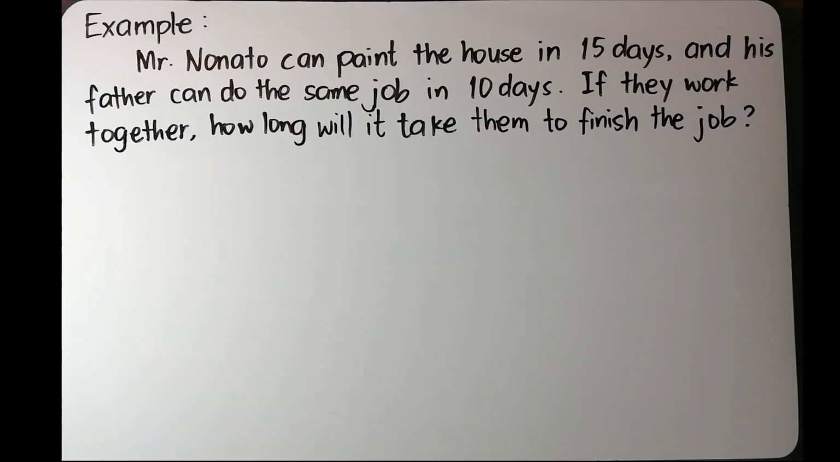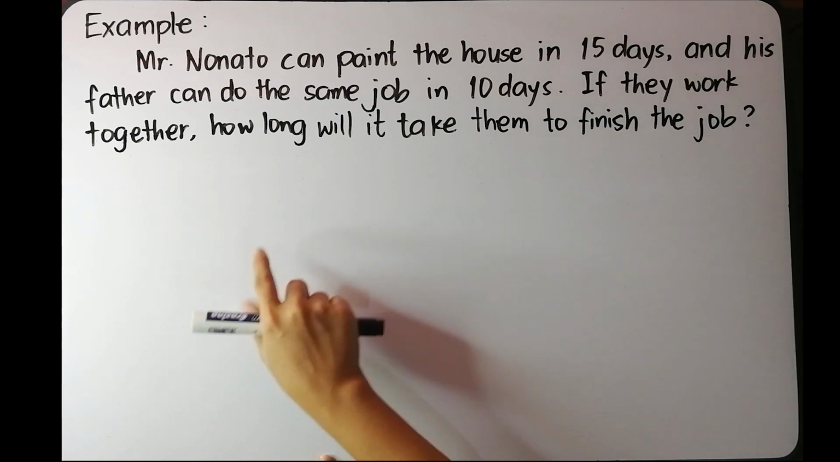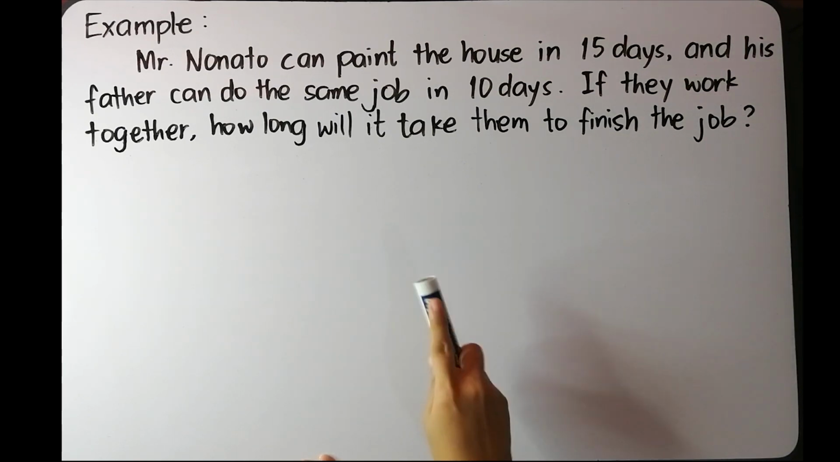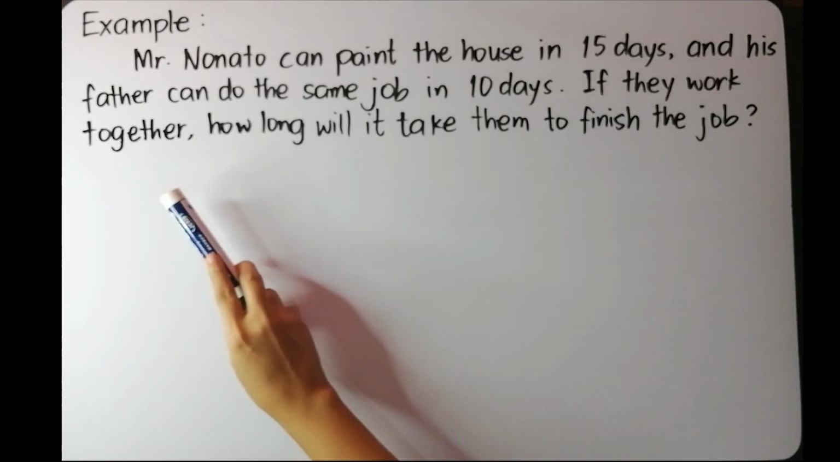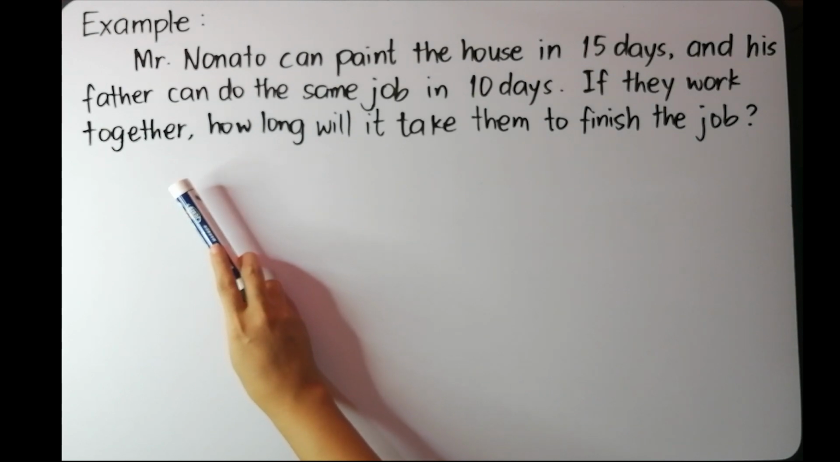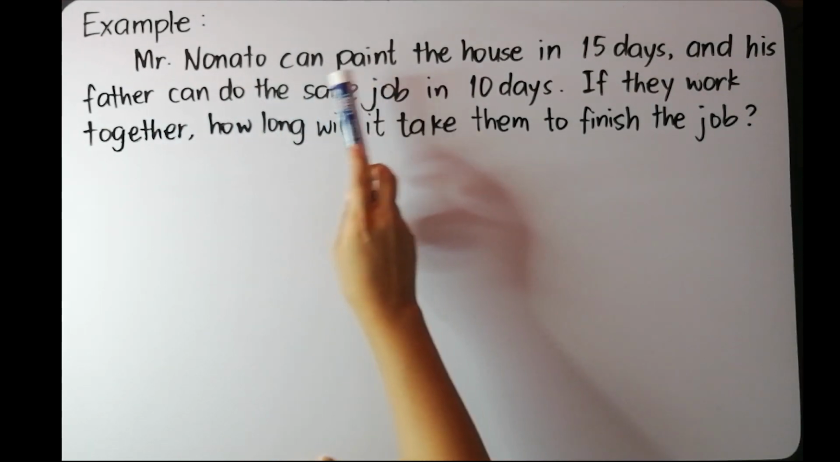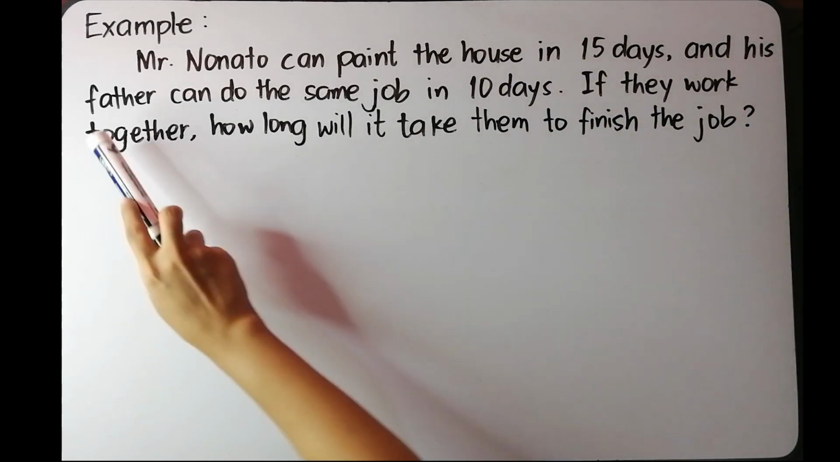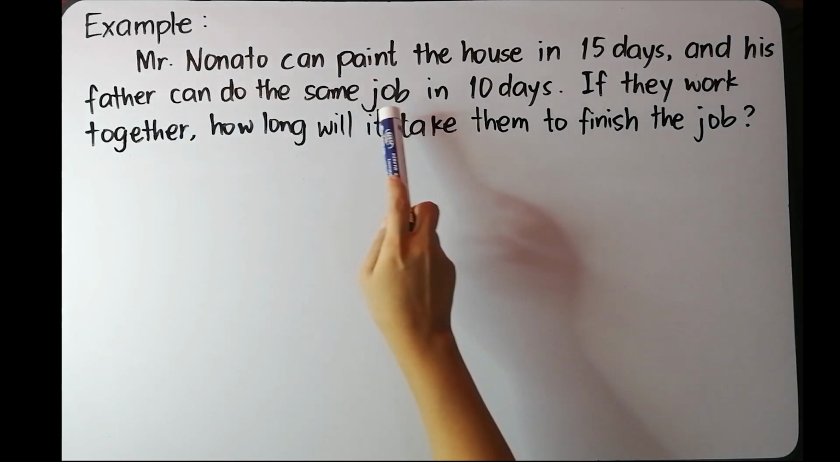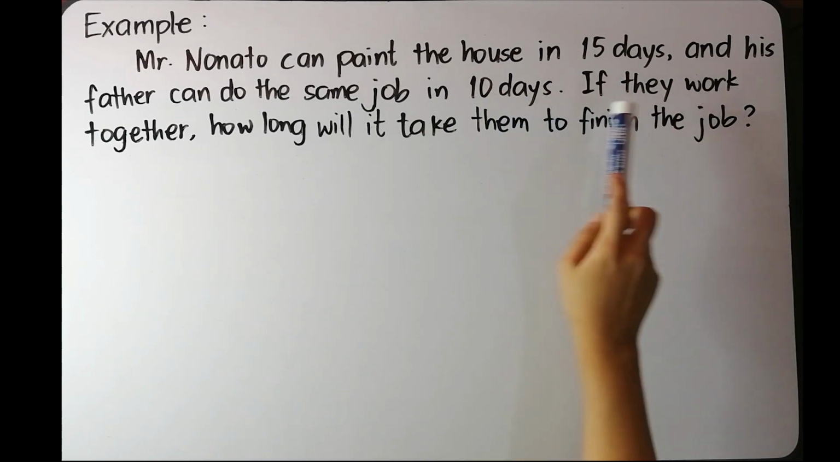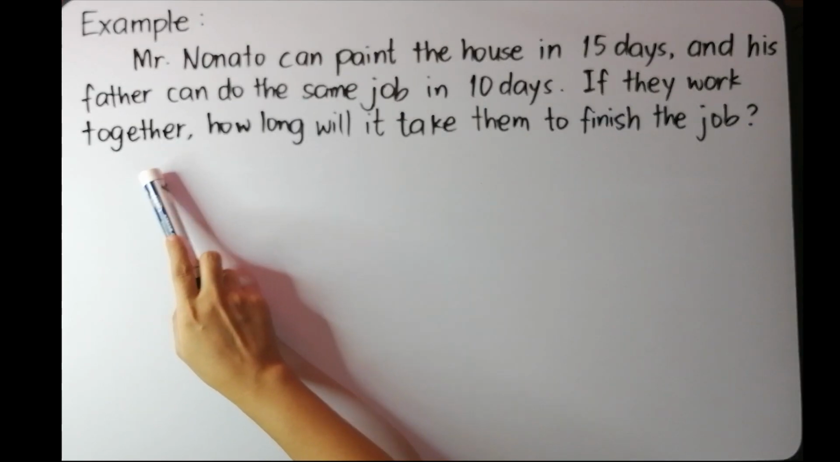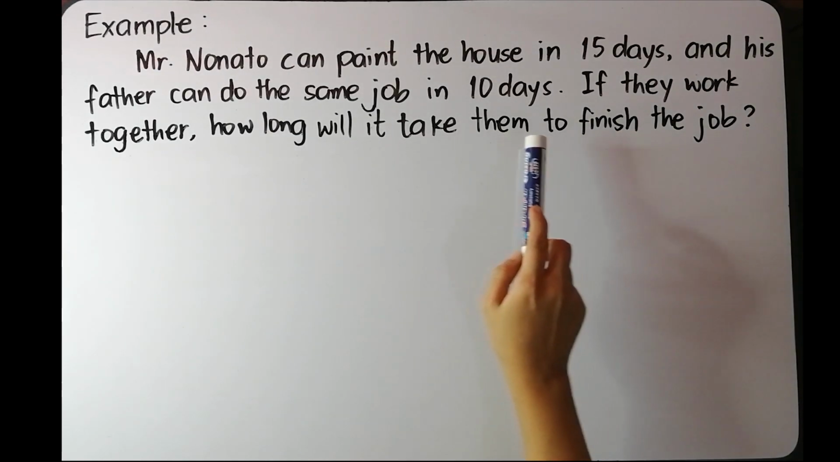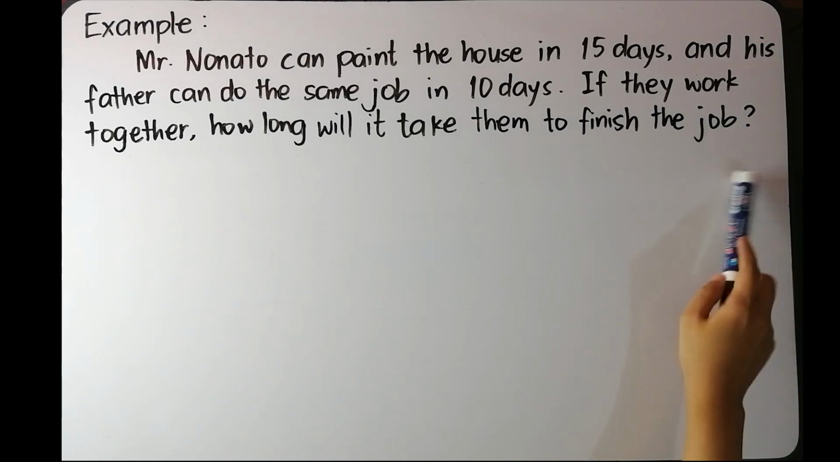So now, let us have an example in solving problems involving rational equations. Let's have this problem. Mr. Nonato can paint the house in 15 days, and his father can do the same job in 10 days. If they work together, how long will it take them to finish the same job?